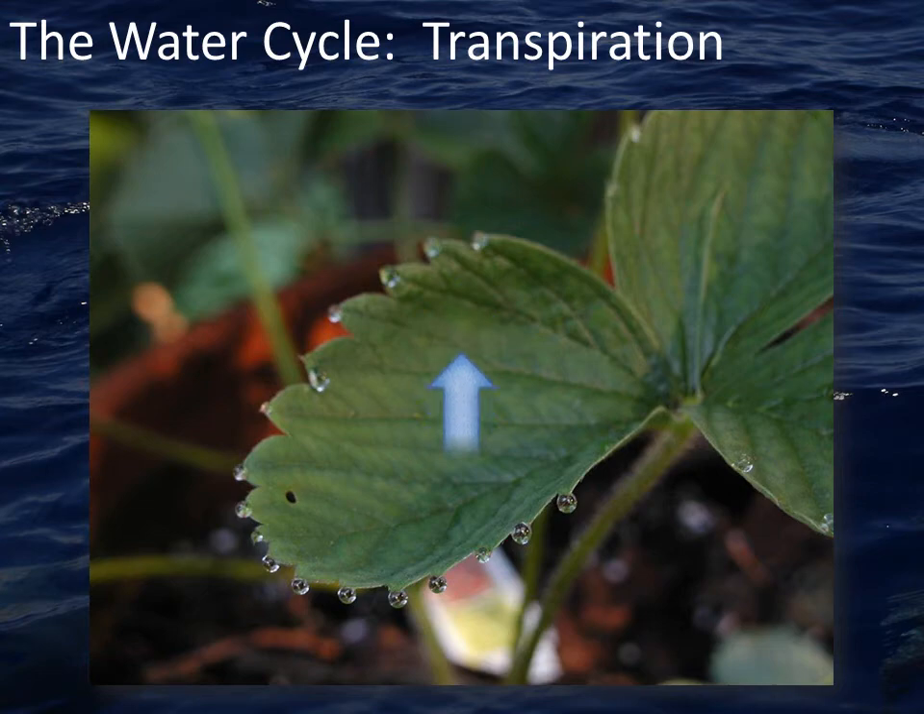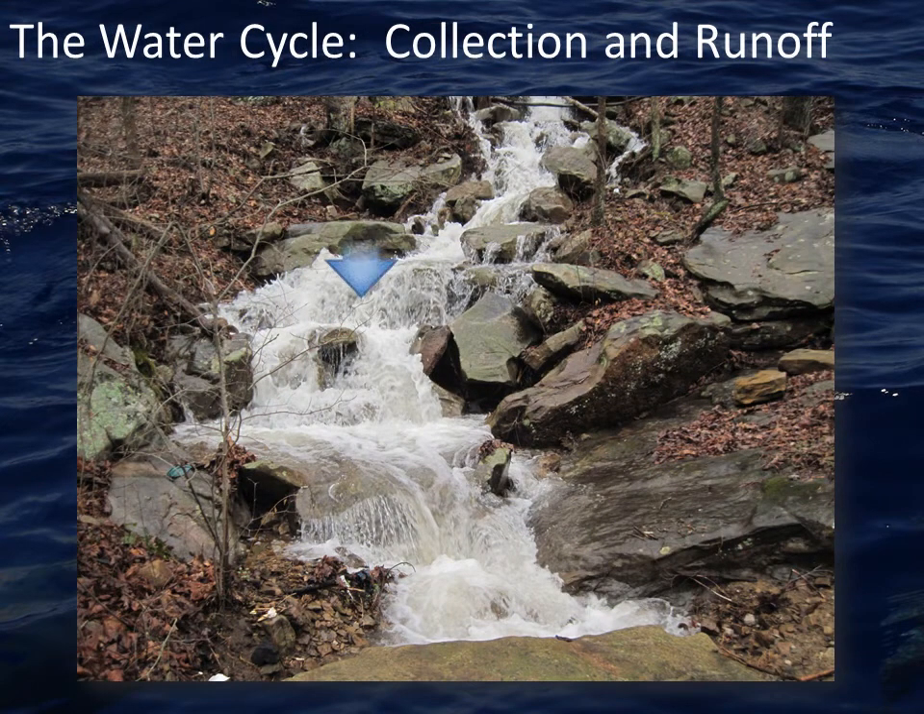Now, there is another possibility. If the soil is already saturated with water, or if the water lands on an impermeable surface such as cement or concrete or asphalt, the processes of infiltration and percolation are not going to operate. Instead, the water will begin to flow across the surface. The accumulation of water on the surface is called collection, and the movement across the surface, always heading downhill, is called runoff.